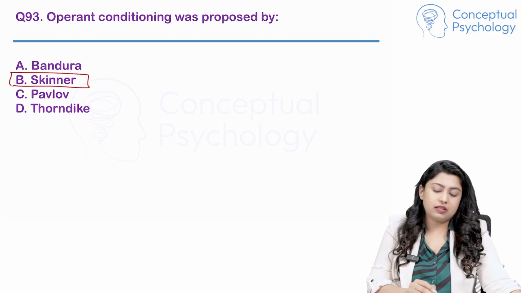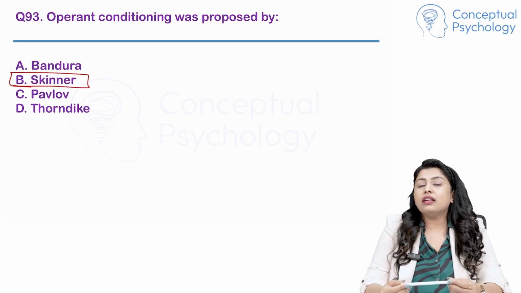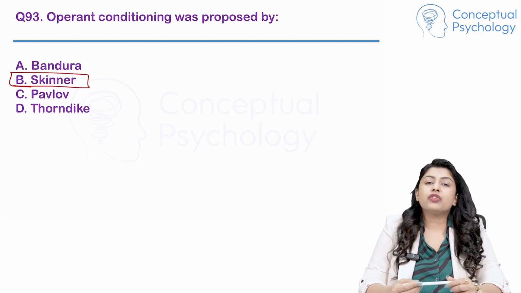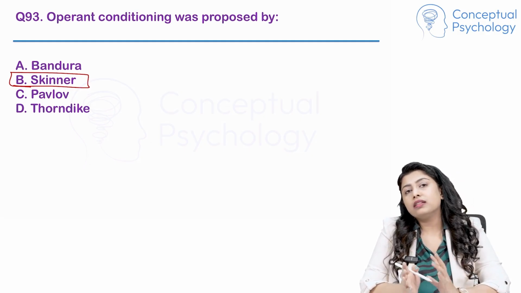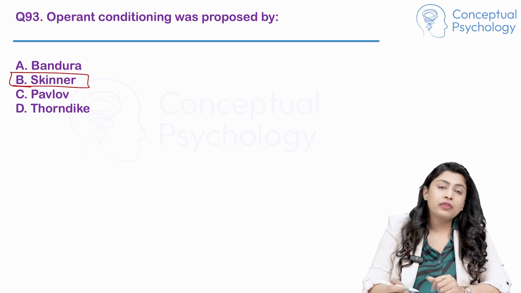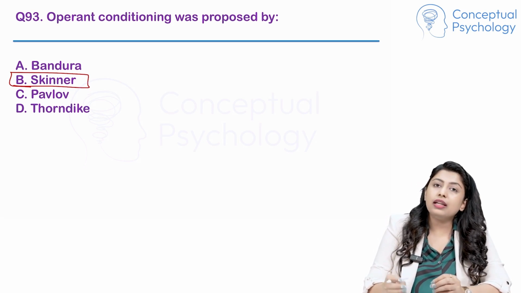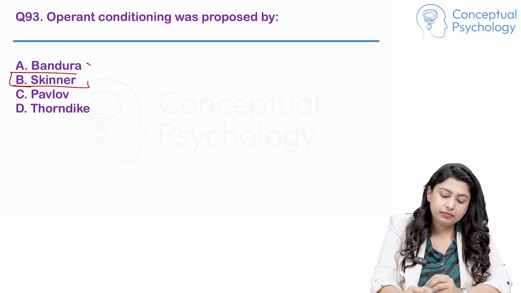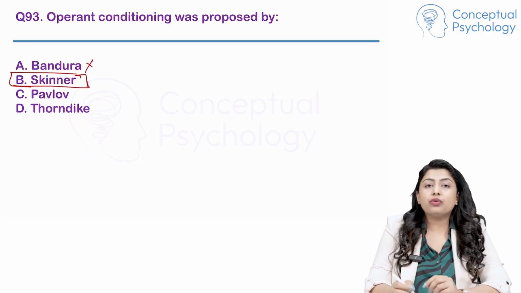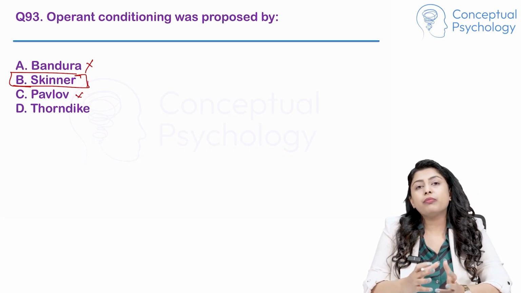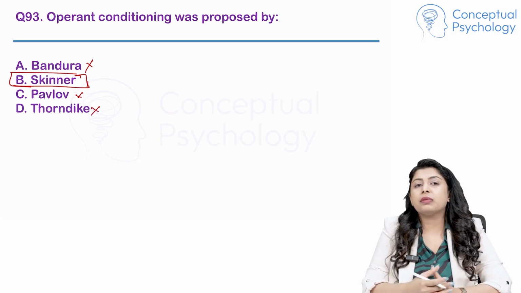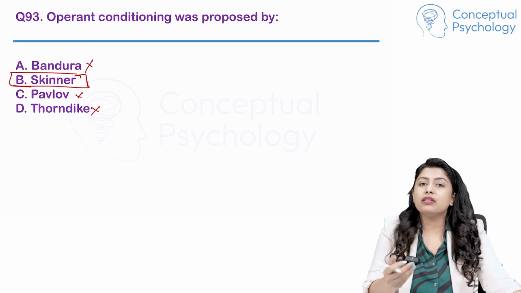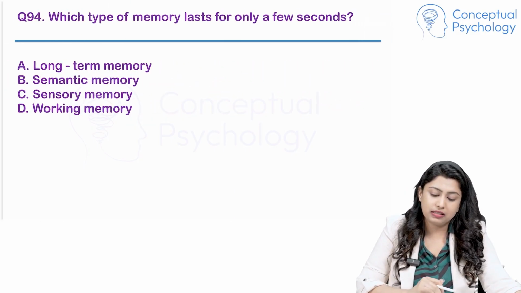So here the answer is B, which is Skinner. B.F. Skinner developed the principles of operant conditioning, which focuses on how behavior is modified by its consequences through reinforcement and through punishment. This expanded on Thorndike's earlier work on the law of effect. Okay. Bandura is known for social learning theory and observational learning. Pavlov is known for classical conditioning. Thorndike proposed the law of effect which influenced Skinner's work. So Skinner's operant conditioning explains how behavior is shaped by its consequences through reinforcement and punishment. Hence, B is the correct answer.